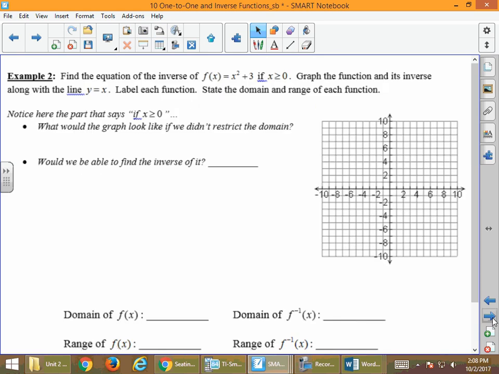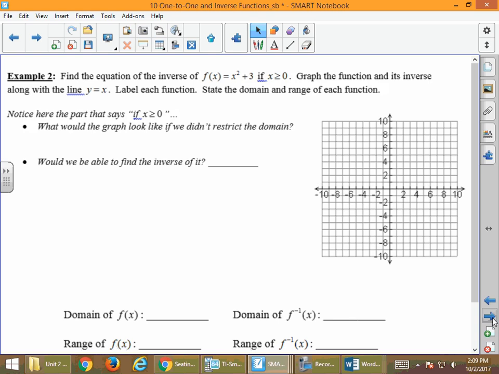But earlier on, we talked about how, well, let's look at the problem. Find the equation of the inverse of f of x equals x squared plus 3 if x is greater than or equal to 0. We want to graph the function and its inverse along with the line y equals x, label each function, state the domain and the range of each function. And earlier on, we had talked about how if something isn't a one-to-one function, then it's hard to find the inverse.